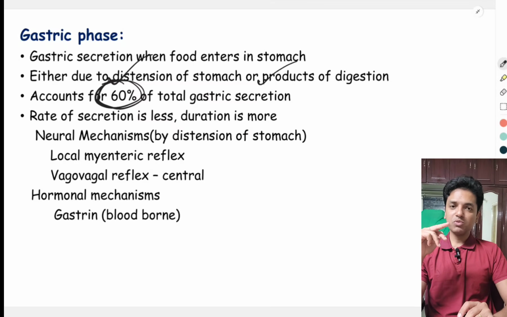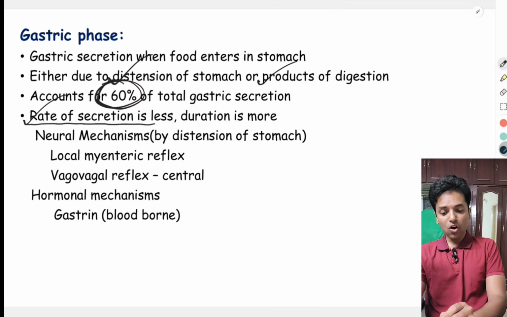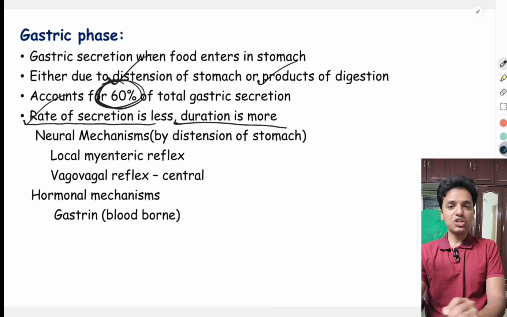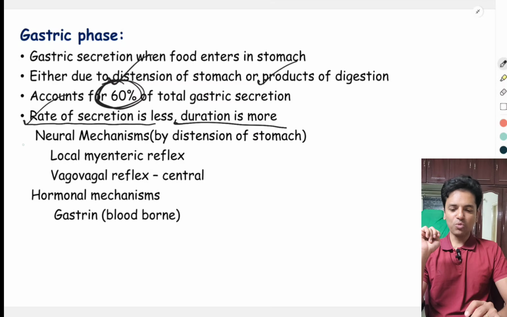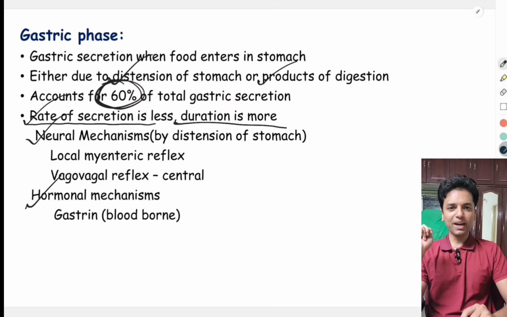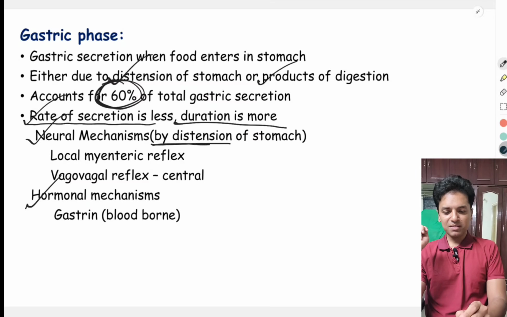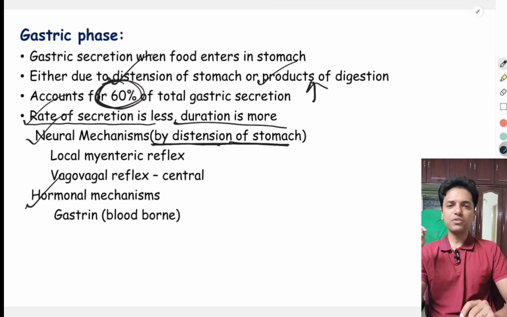One very important difference between the secretion which occurs in the gastric phase and the secretion which occurs in the cephalic phase is that in the gastric phase, the rate of secretion is less, but the duration is more. But in the cephalic phase, the rate of secretion is more, but the duration is less. And remember that the gastric phase is under both the control of vagus as well as hormonal control. So we have both neural mechanisms operating here as well as hormonal mechanisms. The neural mechanisms are going to get stimulated basically because of the distension of the stomach, and partly maybe also because of the products of the digestion.